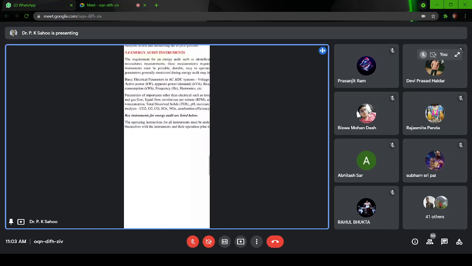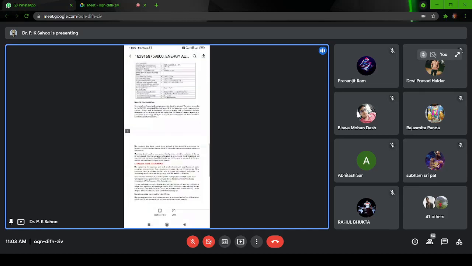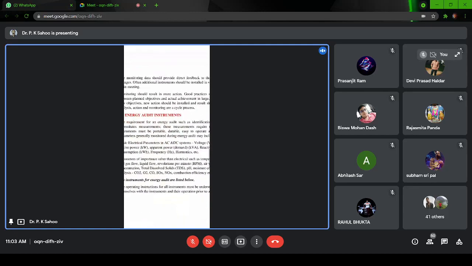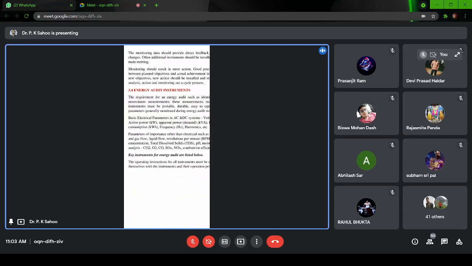Some of that is not here, so here it is. Here something is given, so you can read all these things. But the theme is that the data should be collected, and it depends upon the energy action plan. Very important is the energy action plan.